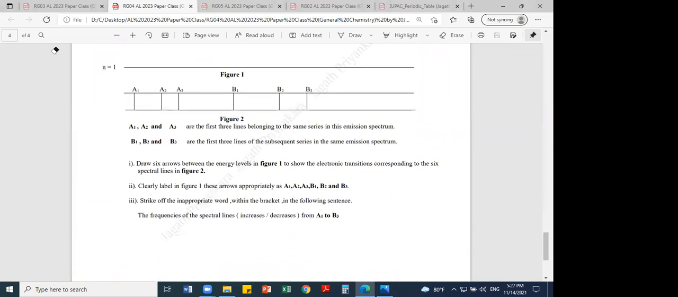There's one more part. Strike off the inappropriate word. That's why I'm telling you how to write the answer. I have seen sometimes in marking what happened. Some students underline the correct one. But what is given here? That's why I told you adhering to the instructions given is also important. So what is given here? Strike off the inappropriate word within the bracket. That means you have to cut it with one line. So if you underline, then what you have done is correct, you have understood it, you know the answer, but you have not followed the instruction.